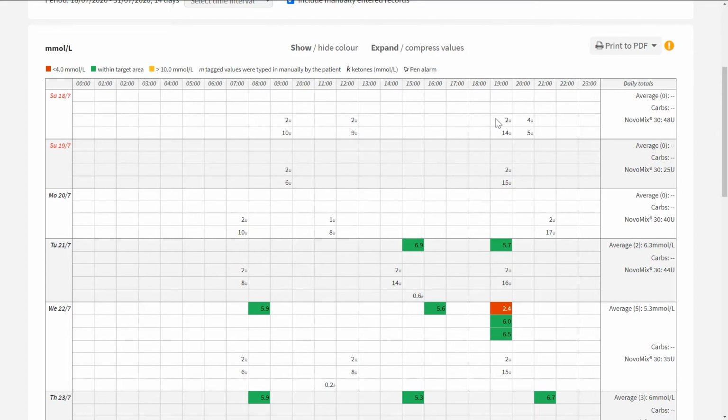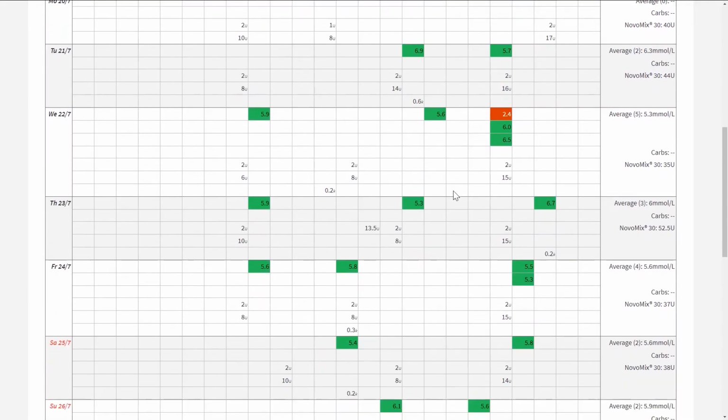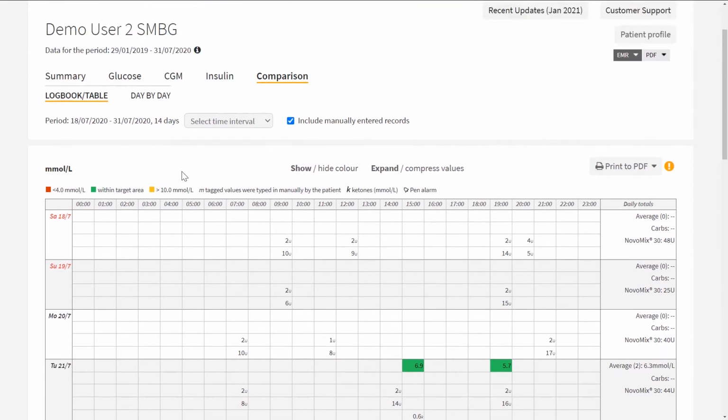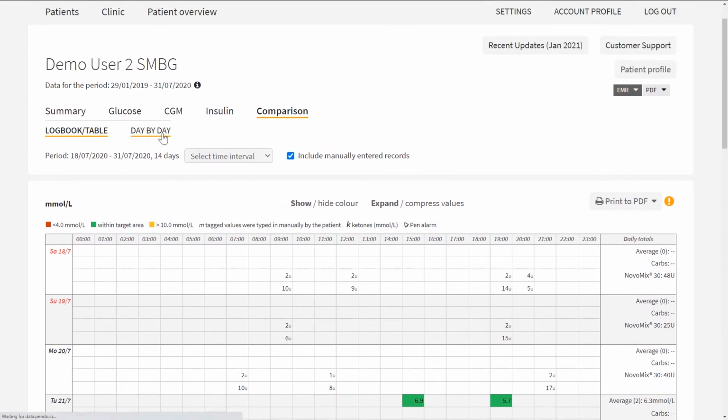You'll see that this pattern is repeated in other areas. Again, a larger therapy dose, 15 units, is preceded by a possible 2-unit priming dose. By scrolling down the table, we can also see therapy doses, 13.5 units, that are not preceded by a smaller and possible priming dose. We can see graphical representations of this by going to the Day by Day tab.